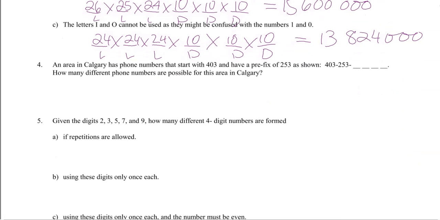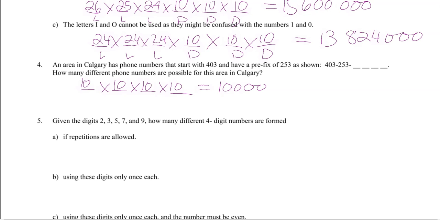An area in Calgary has phone numbers that start with 403 and have a prefix of 253. How many different phone numbers are possible? So how many digits are we choosing? 4, the last 4, right? Can we repeat digits in a phone number? Yes. Okay, so then your choices are? It would be 10,000 again. So just like the combination law, right? And we all know phone numbers, and so therefore we all know you can repeat digits in a phone number, right?